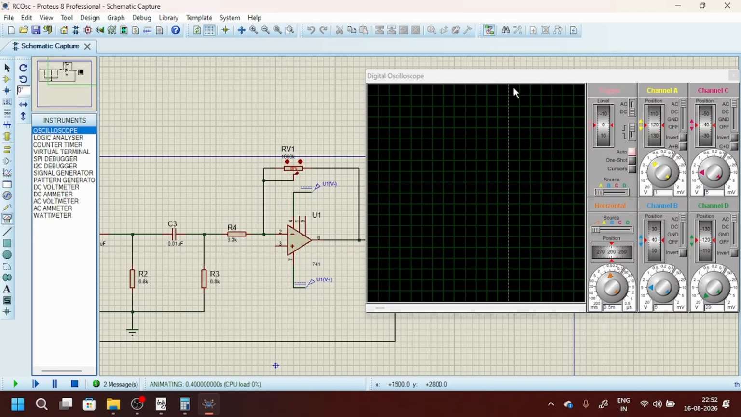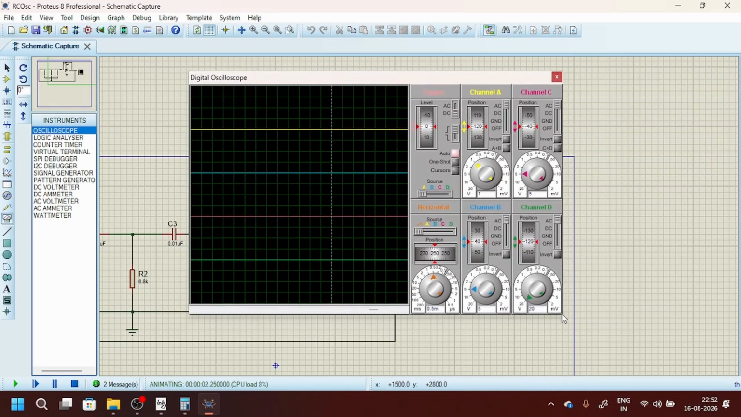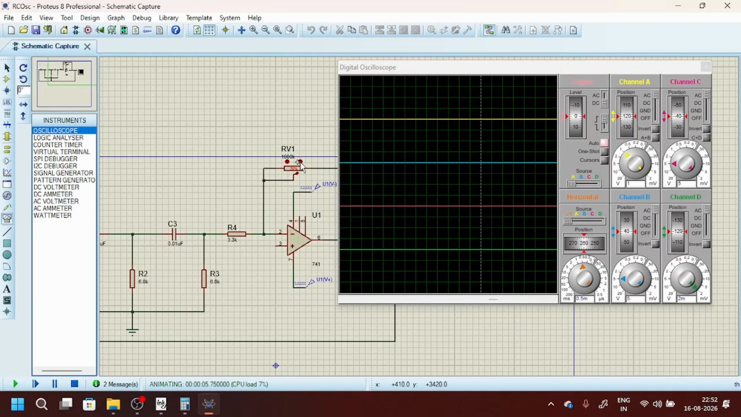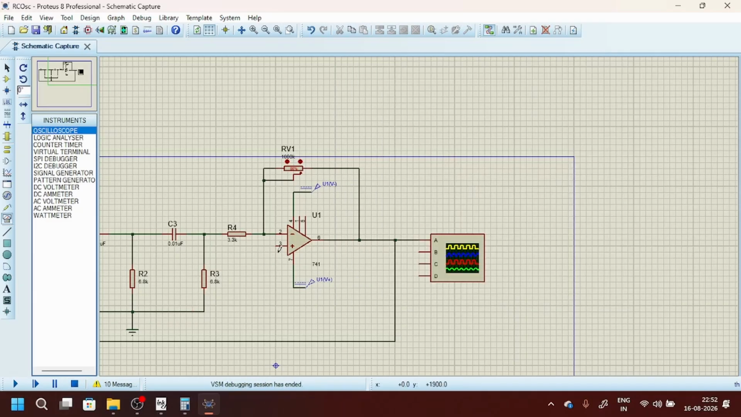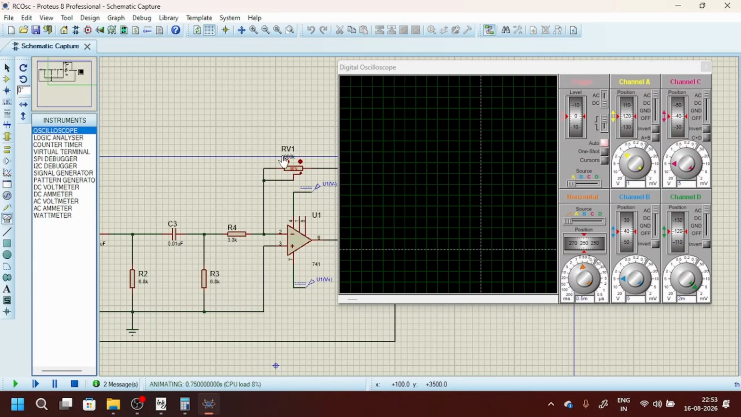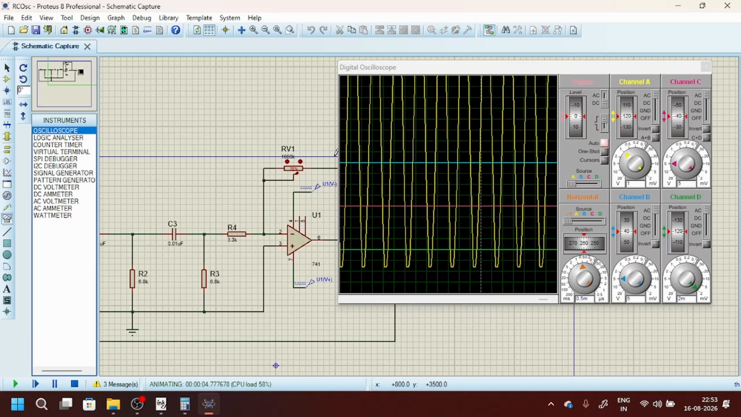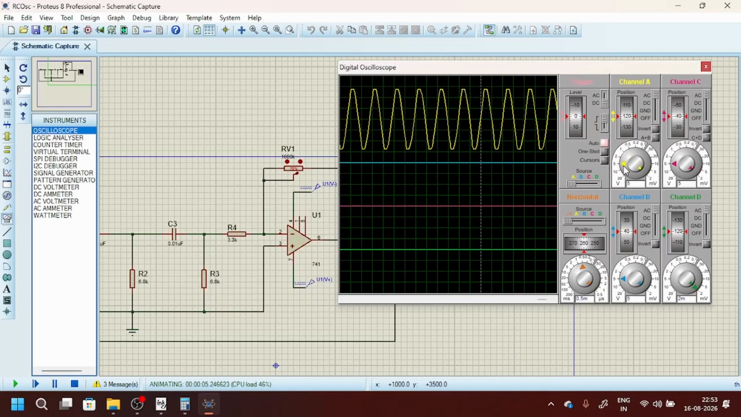Now when you run this, yes, you have to change the values here. You have to make some changes here, only then you will get the output. The non-inverting input is not connected to the ground. Yeah, there you go. You get an output, and now we have to calculate the frequency of this.